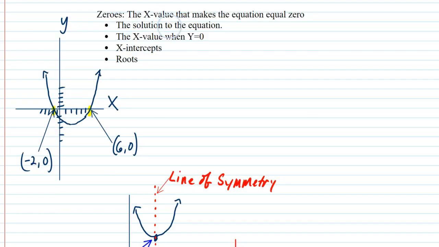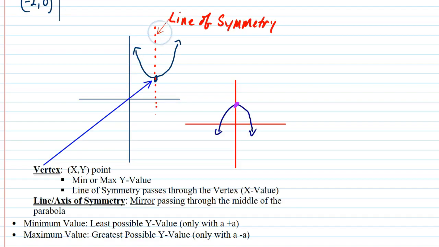The zeros are the x values that make the equation equal to 0. Basically, they're your x-intercepts. Your y will always be 0 at your x-intercepts. They're also called the roots or the solutions to the equation. The line of symmetry is the line that goes directly through the center of your vertex, or the center of your parabola. There's a mirror image from left to right when you're going through the line of symmetry.